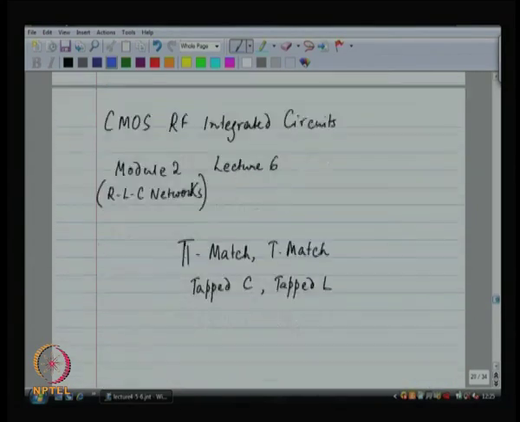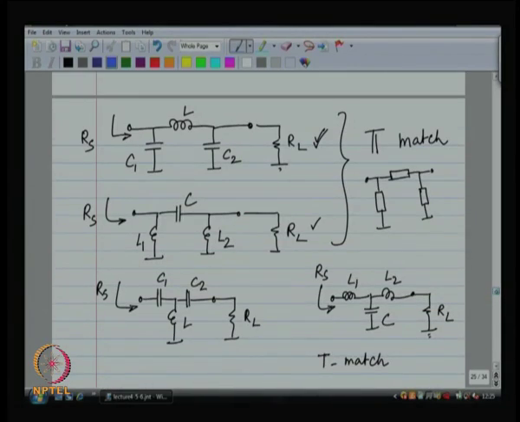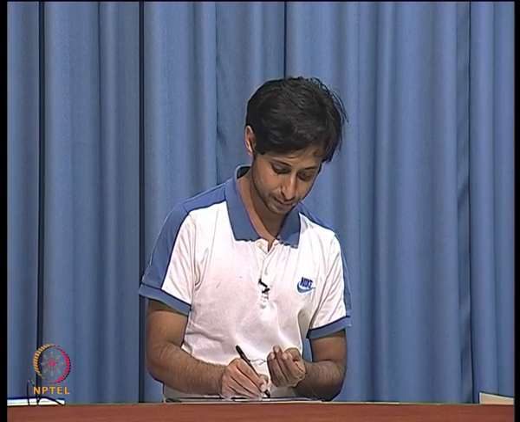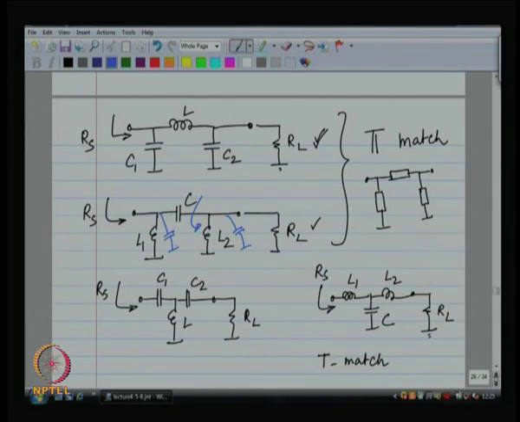These networks that I drew, let us consider this particular network. It is very hard to make this, because whenever I place L2, there is automatically going to be a parasitic capacitance between the node, the load, and ground. There is automatically going to be another parasitic capacitance here.